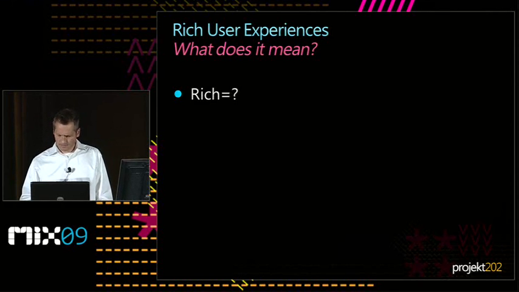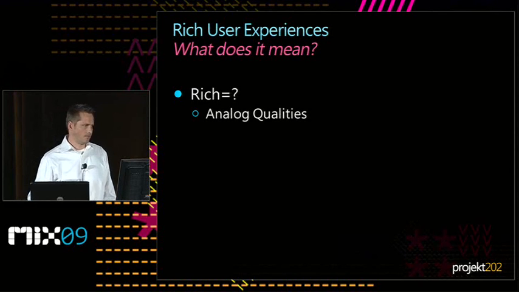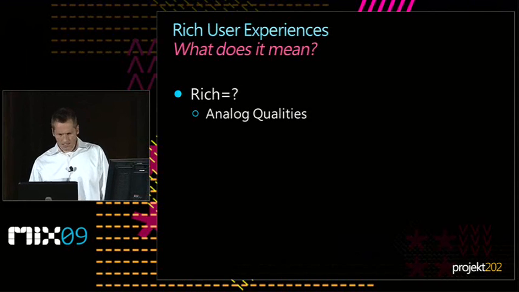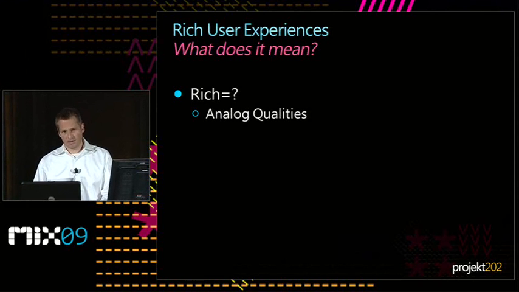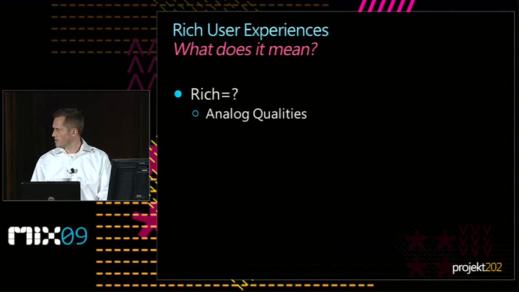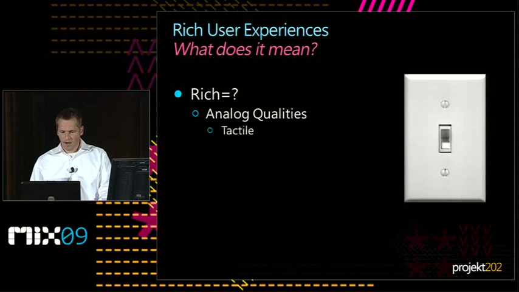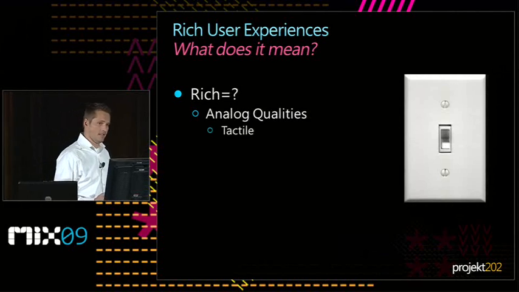How do you do that? So there's something that we call analog qualities. Analog qualities are a lot of things, and I can only touch on a few high level here. We could talk hours about that. So let's start with the first one, tactileness.